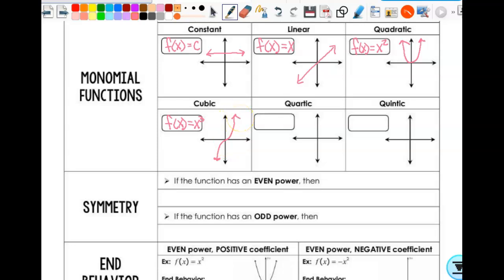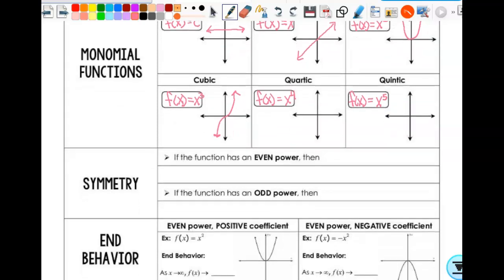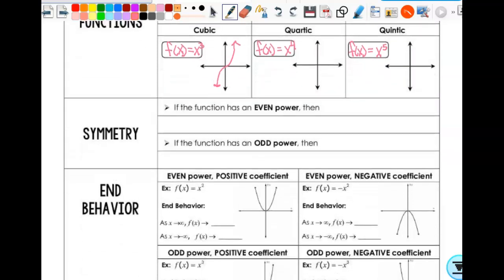Okay. So then we have quartic and quintic, which you may have not talked about before, or if you did, you may not remember them. We should at least be able to get the little equations, even if you're not sure what they look like. Quartic would be f of x equals x to the what? 4th. And quintic, f of x equals x to the 5th. Okay, those make sense? Okay, so here's what a quartic parent function looks like. And here's what a quintic parent function looks like.